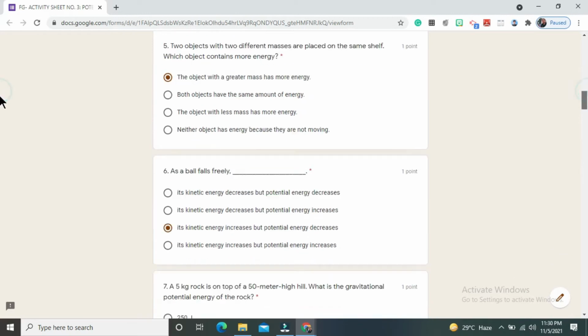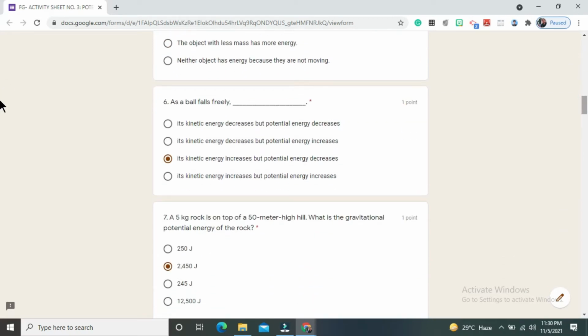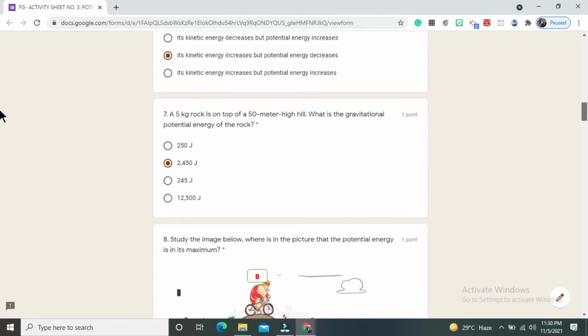Question number 6. As a ball falls freely, blank. The correct answer is its kinetic energy increases but potential energy decreases. Question number 7. A 5 kg rock is on top of a 50-meter high hill. What is the gravitational potential energy of the rock? The correct answer is 2,450 joules.